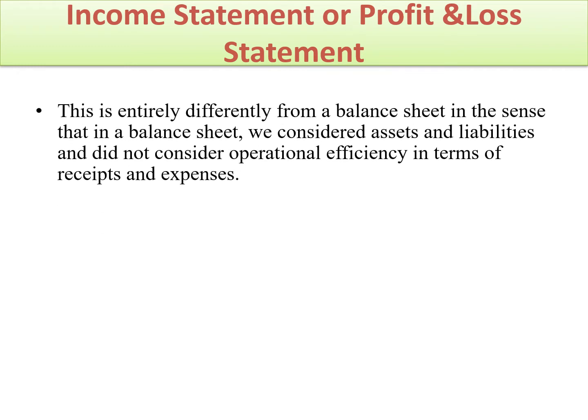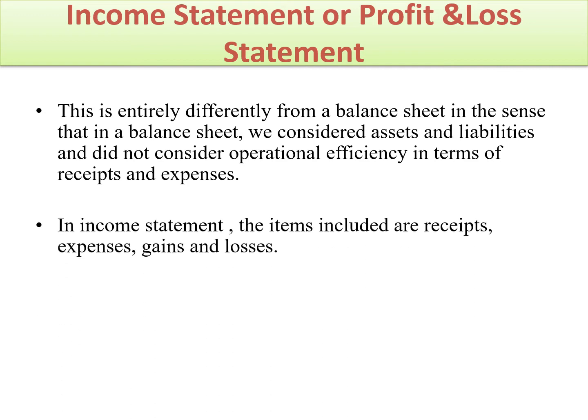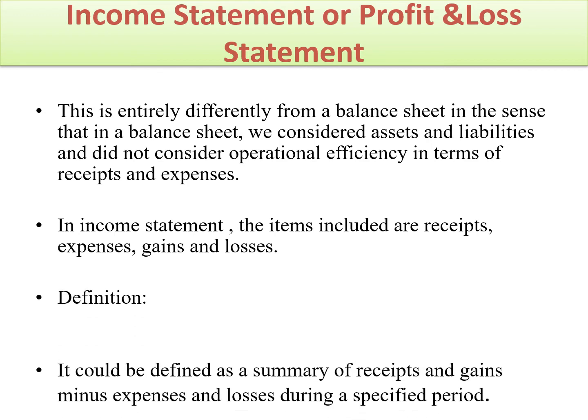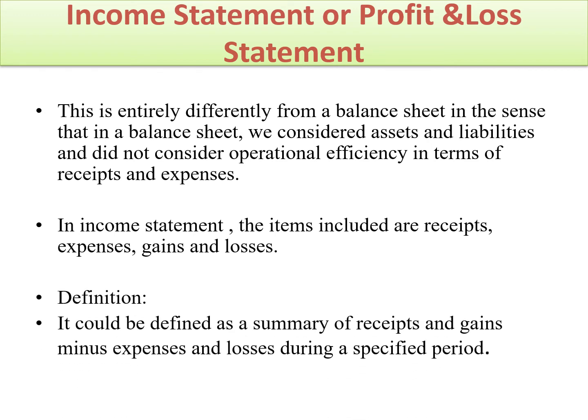This is entirely different from a balance sheet in the sense that in a balance sheet we consider assets and liabilities and do not consider the operational efficiency in terms of receipts and expenses. In the income statement, the items included are receipts, expenses, gains and losses. These are the four. The income statement could be defined as a summary of receipts and gains minus expenses and losses during a specified period.